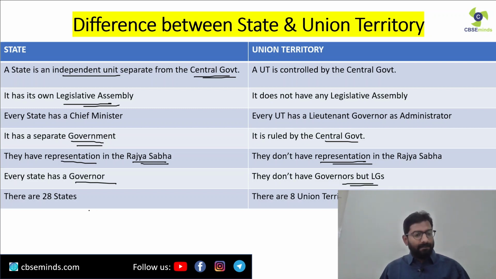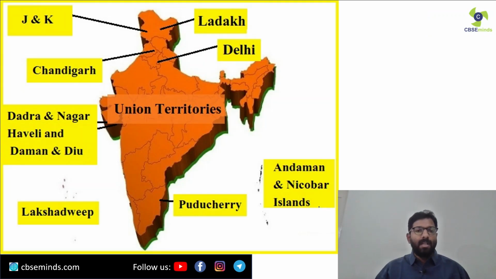And finally, the factual data. Presently in India we have 28 states and 8 union territories. Now see, on this map of India you can see the location of the 8 union territories. Clear? You can see that the state of Jammu and Kashmir is divided into two union territories, that is Jammu and Kashmir and Ladakh. Clear? So these two UTs have been formed from the state of Jammu and Kashmir.